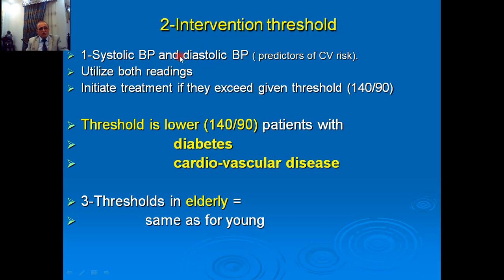Number two, intervention. At which blood pressure level should I intervene? I should consider both systolic and diastolic because both are predictors of cardiovascular risk. I would utilize both of them. Initiate treatment if they exceed a given threshold, 140 over 80, but this threshold is lower, 138 over 88, if my patient is diabetic. If my patient has ischemic heart disease, then the threshold will be lower. I give treatment even at 138. While in the elderly, the treatment is the same.